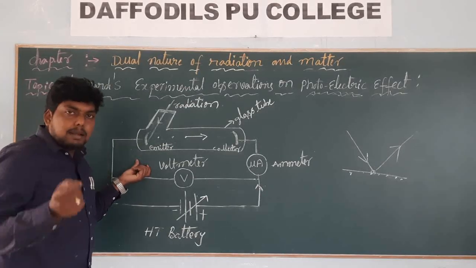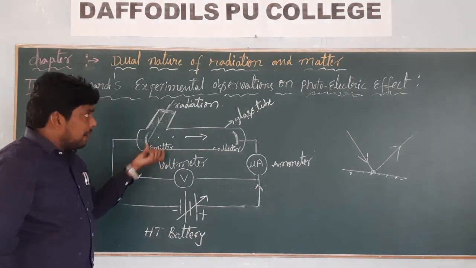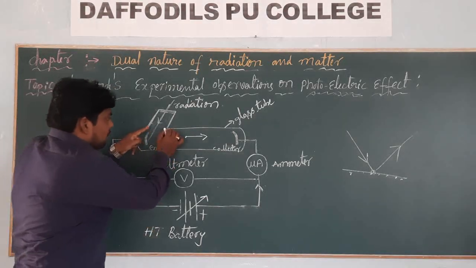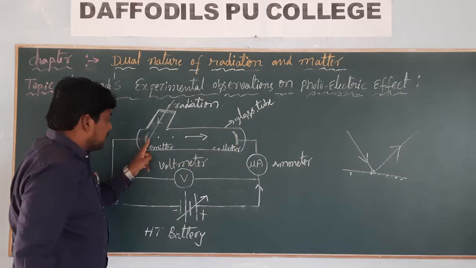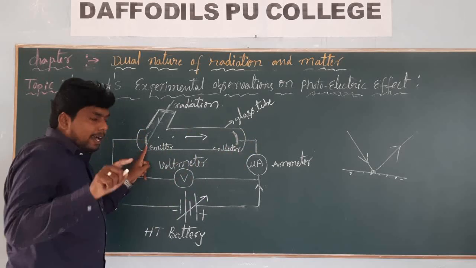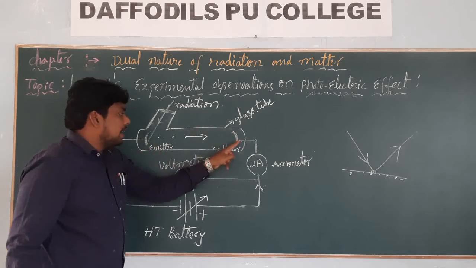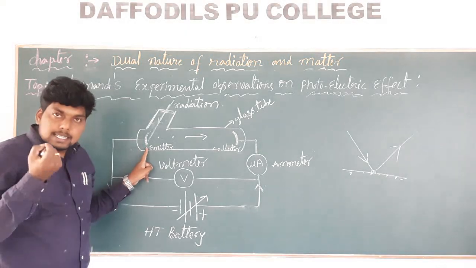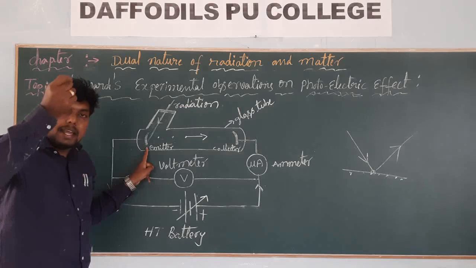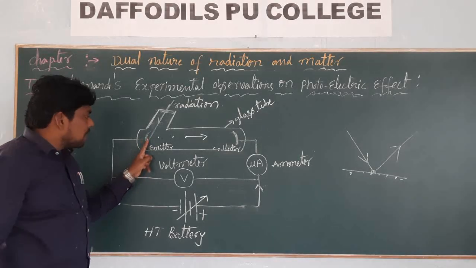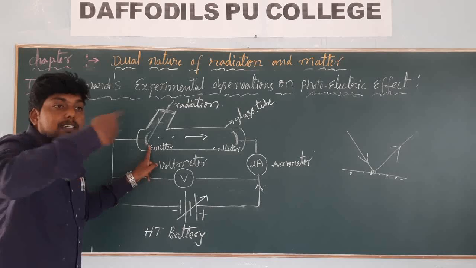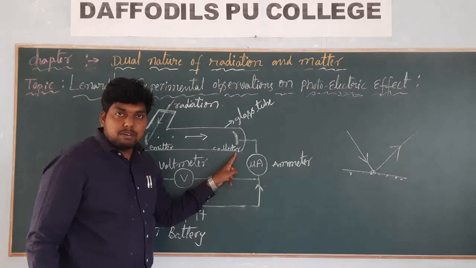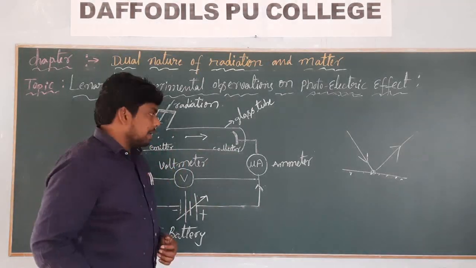Again, the experimental setup is the same as I explained in the previous topic, the experiment to study the photoelectric effect. Once again, recollect this. They have taken a glass tube and fitted two plates, the emitter plate and the collector plate. The emitter plate is coated with a photosensitive substance, which emits electrons when radiation falls on it. The plate that receives the electrons is the collector.